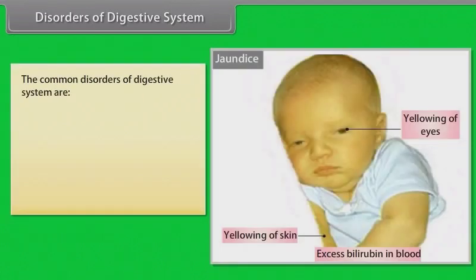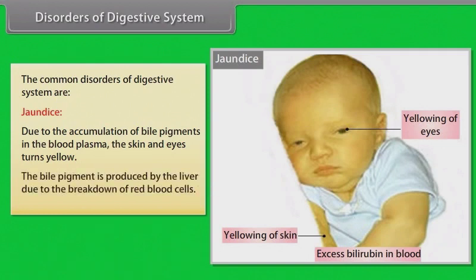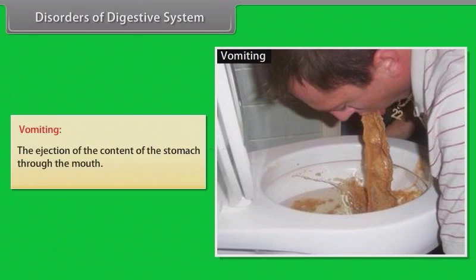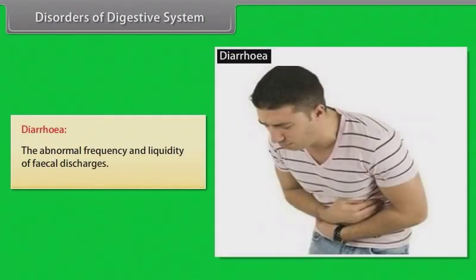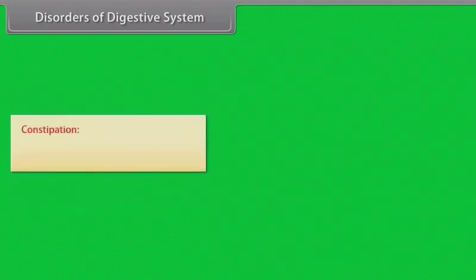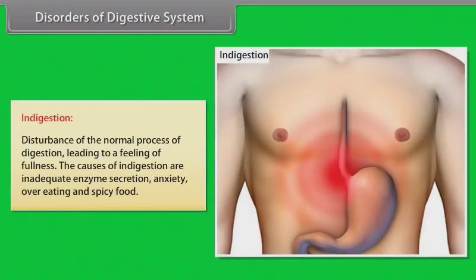Disorders of the digestive system. The common disorders of the digestive system are jaundice, due to the accumulation of bile pigments in the blood plasma, where the skin and eyes turn yellow. The bile pigment is produced by the liver due to the breakdown of red blood cells. Vomiting, the ejection of the contents of the stomach through the mouth. Diarrhea, the abnormal frequency and liquidity of fecal discharges. Constipation, difficult evacuation of fecal matter. Indigestion, disturbance of the normal process of digestion leading to a feeling of fullness. The causes of indigestion are inadequate enzyme secretion, anxiety, overeating, and spicy food.